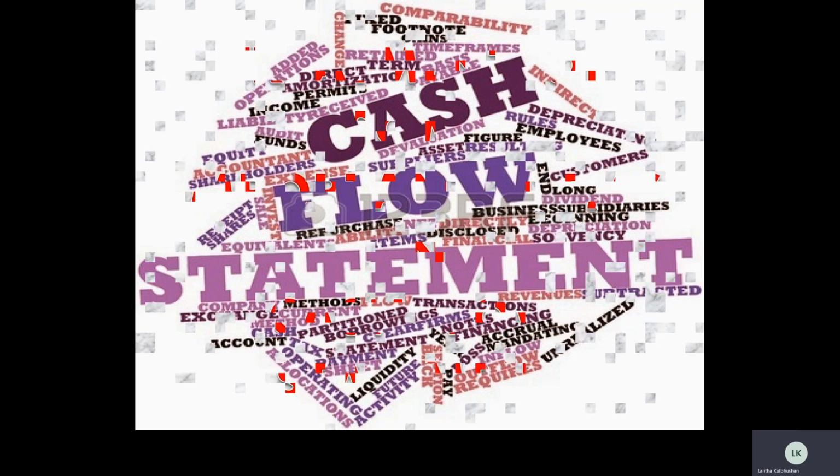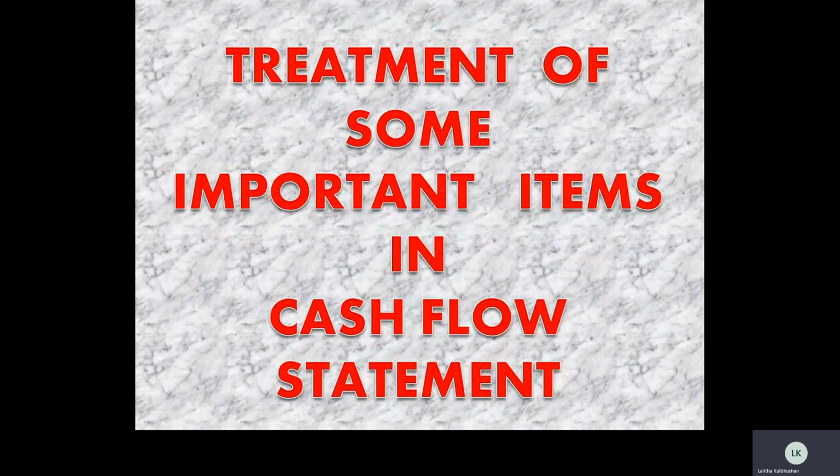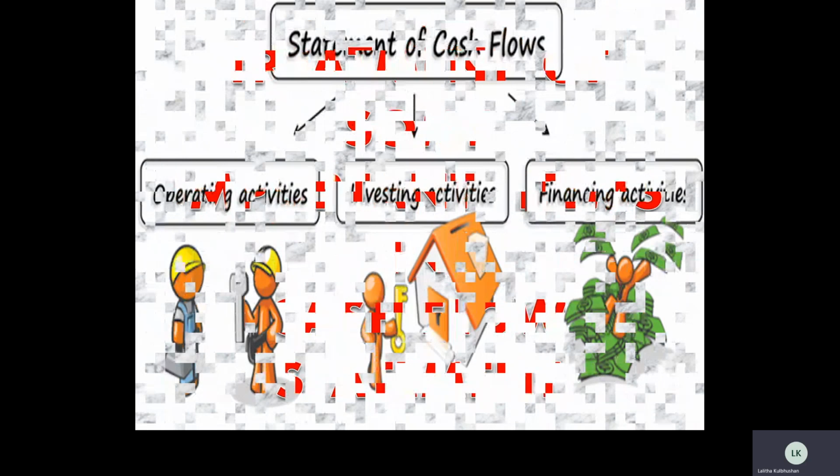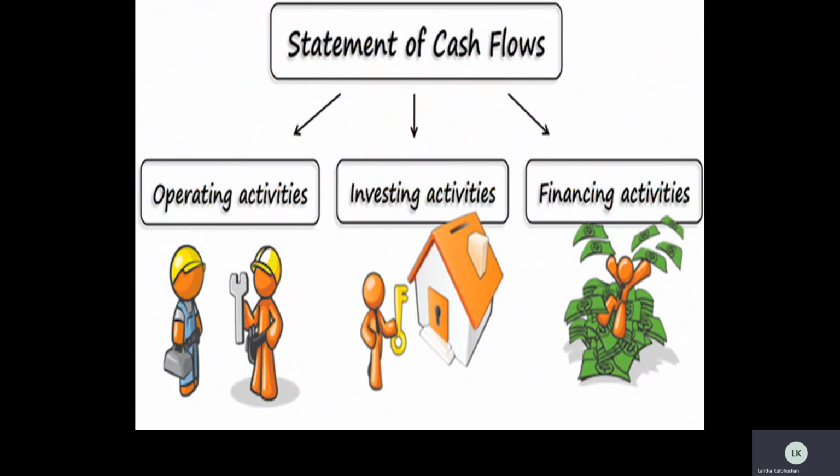So in this particular video, we are going to discuss some special important items and their treatment, how they will be dealt with in the cash flow statement. So children, you know what this cash flow statement is and why we are making it. A cash flow statement is actually an analysis of the past cash transactions of the business, to check whether the present available cash and cash equivalents is equal to the cash-related activities which we carried out in the business.